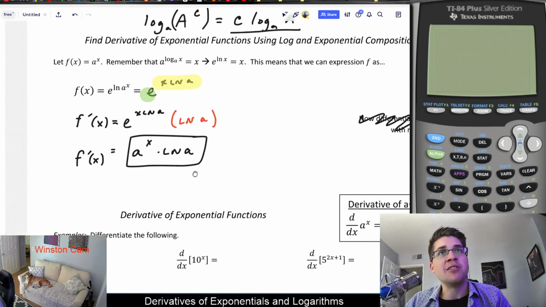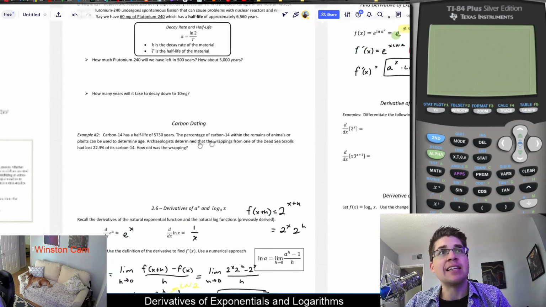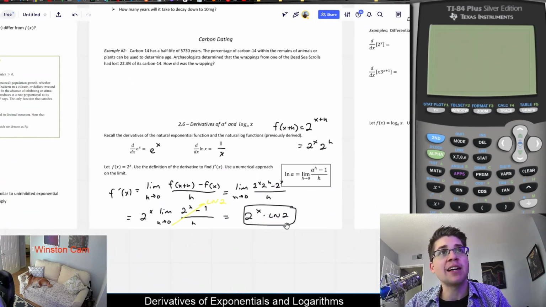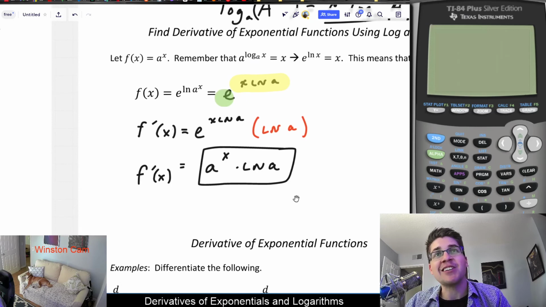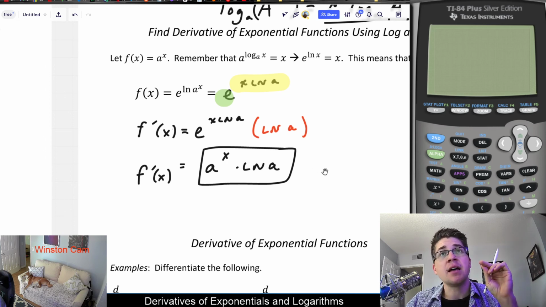I wanted to mention, notice this is the exact same thing we got in the previous example. We got 2 to the x ln 2 as the derivative of 2 to the x. But what I was trying to show in this example is there's actually an easier way to go about it by using the chain rule. And we can show that this is true for any base exponential.